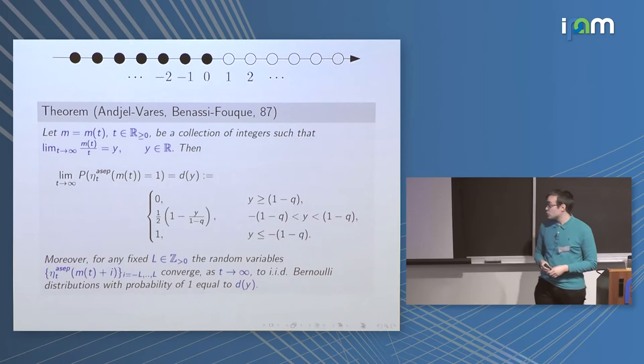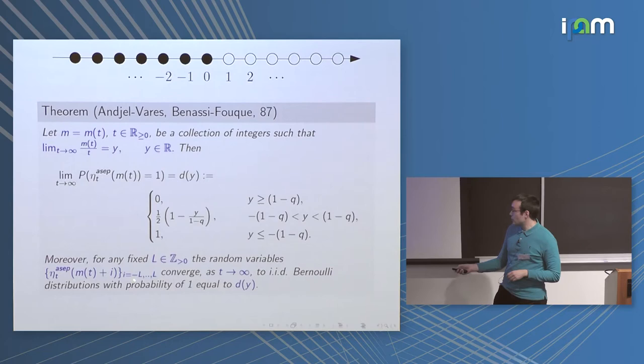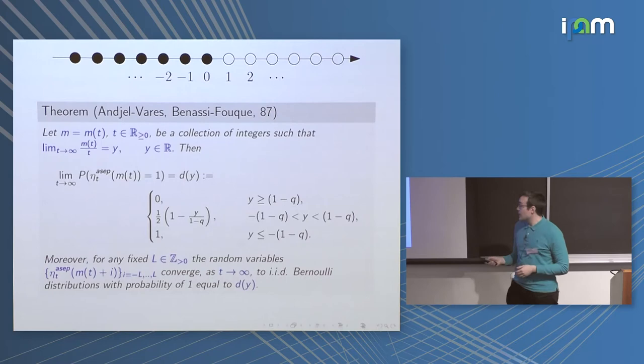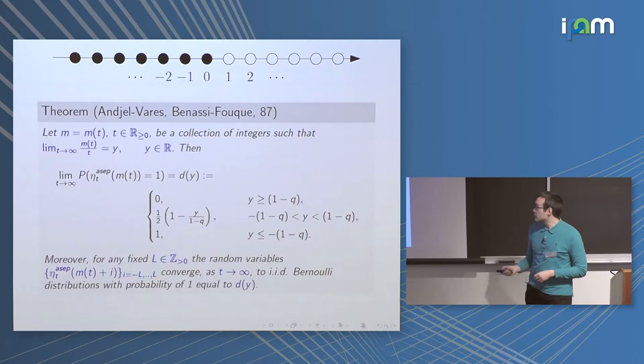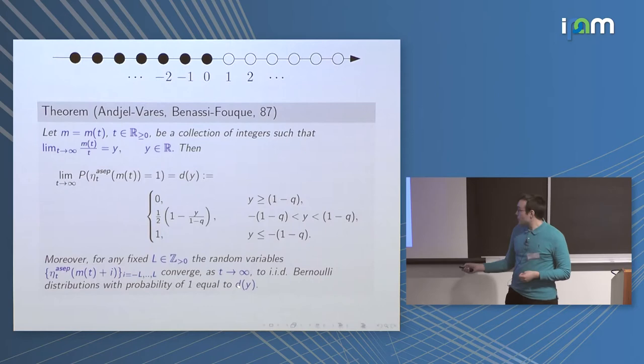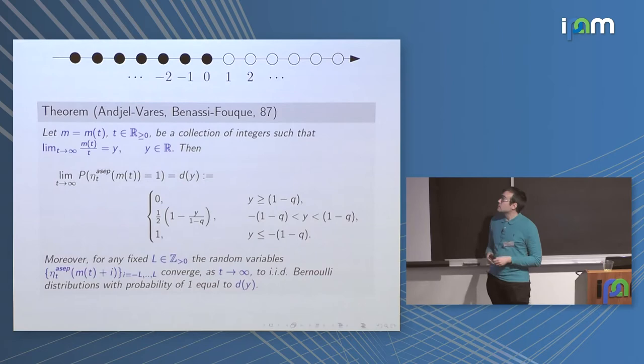But one can ask what happens if we look not only at one position, but at some finite window. We fix a certain number L, which does not depend on time, and we look at this window around the point y times t, plus or minus some fixed distance. Then we will see local convergence to stationary measures. That means these occupation random variables become asymptotically independent, and they converge to Bernoulli distributions with a parameter equal to the density around this position y times t. So that's a piece of information about classical ASEP that I will need later.